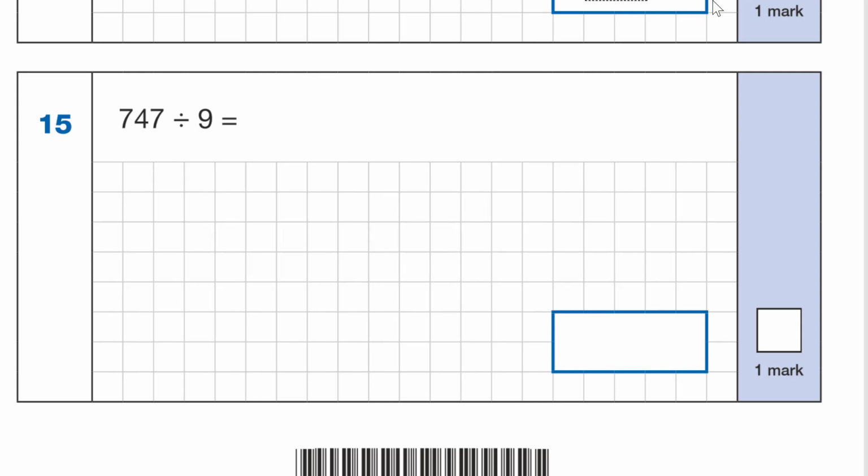Question 15, 747 divided by 9. Now, the first thing I do is look for known facts, but because there are no zeros here, I'm not able to find a number that has been made 10 times bigger or 1,000 times bigger. I'm going to need to use a short division here. So we are going to write our dividend inside the bus stop and our divisor outside the bus stop.